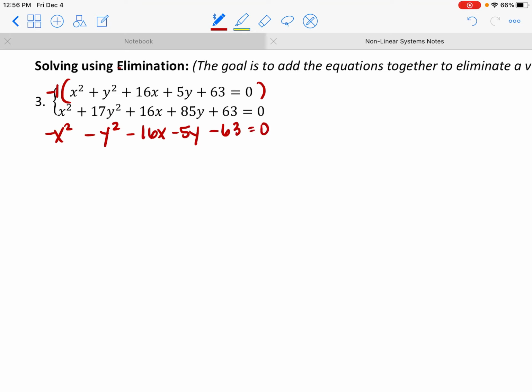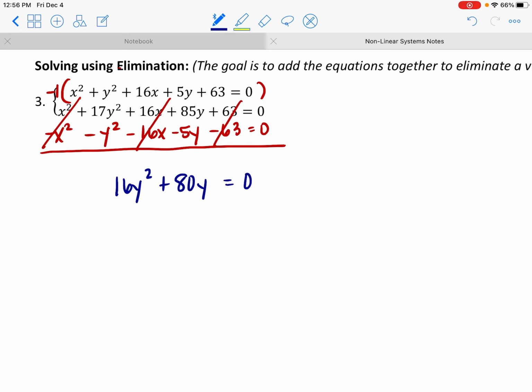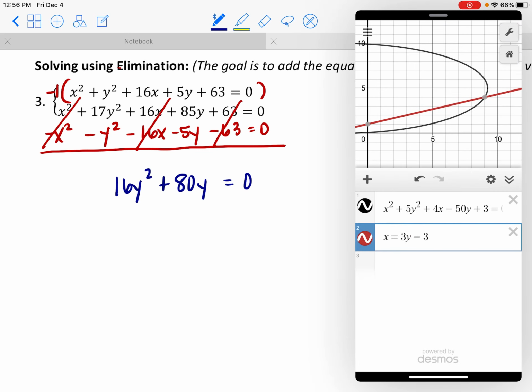Because now when I put these together, what's going to happen is a whole bunch of stuff cancels, right? The x squareds cancel, the 16x and negative 16x cancel, and the 63s cancel. So what we have remaining is 17 minus 1, or 16y squared, and then 85 minus 5, which is going to be 80y, and then equal to 0. And again, this one's pretty easy to factor since there are only two terms. It's just a GCF problem.